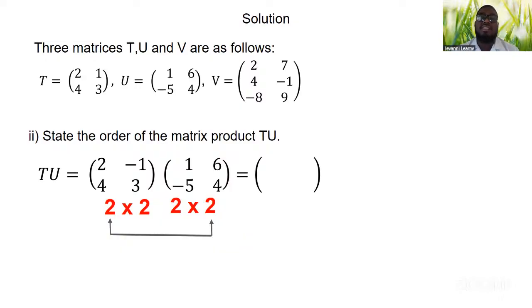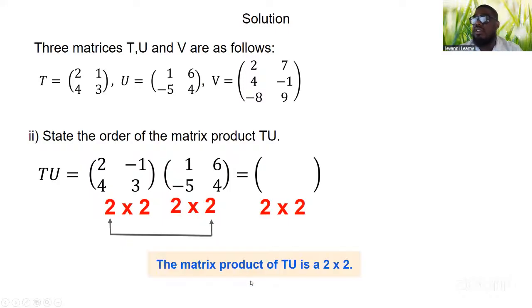So how do we get the matrix product? We say it's the outer dimension. So now you see the arrowheads going at the outer dimension, which also indicates a 2 by 2. So when you multiply matrix T and U together, your result will be a 2 by 2 matrix. You'll have 2 rows and 2 columns in that matrix product or its resultant or answer. So the matrix product of TU is indeed a 2 by 2.